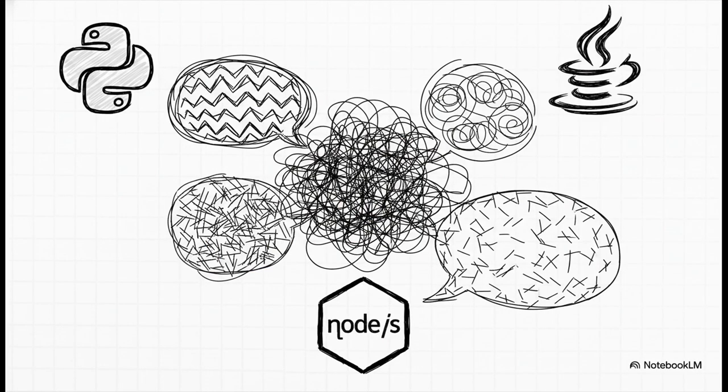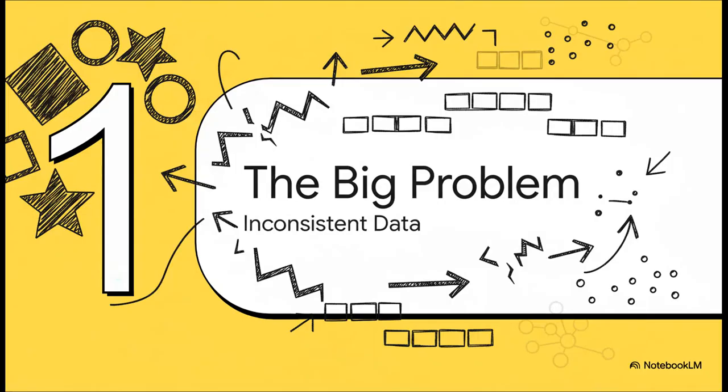And here's the real kicker, the core of the whole problem. It's because your data just doesn't speak the same language. You've got your Python service over here describing an error one way, then your Java service says something completely different, and don't even get me started on the Node.js front end, it's speaking its own dialect entirely. It's just total chaos.